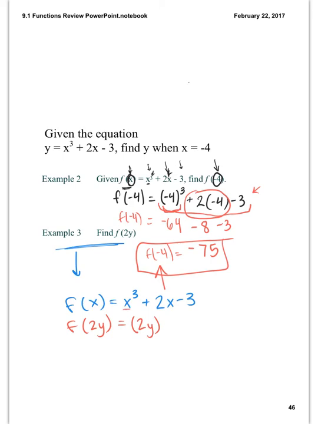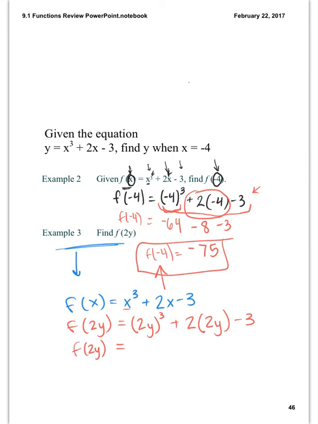So the first one, we've got a cube. The second one, we're going to times it by 2, and then we're going to subtract 3. Remember, the stuff on the left side of the equal sign is not going to change. We're just going to mess with the other side. So let's go ahead and simplify this.